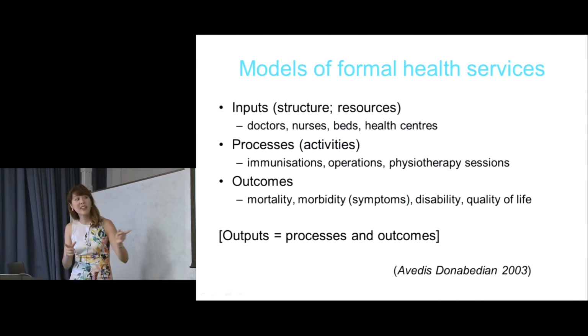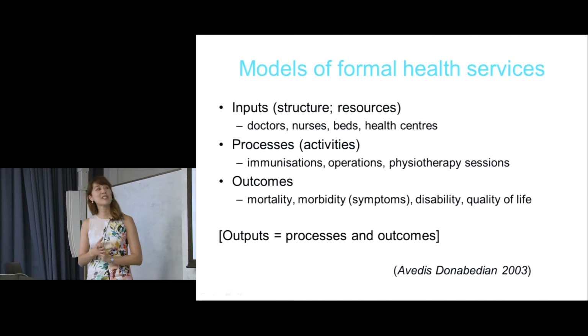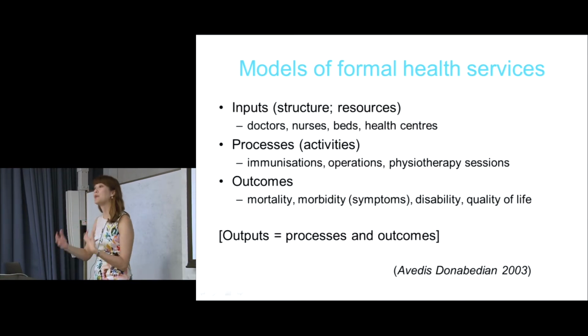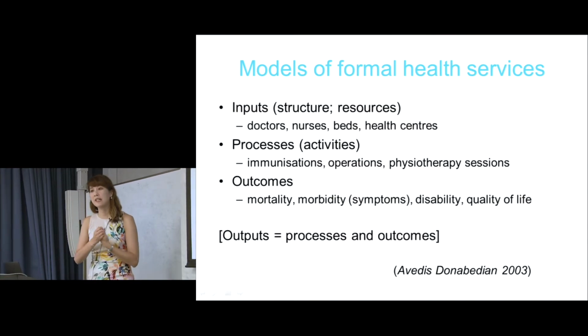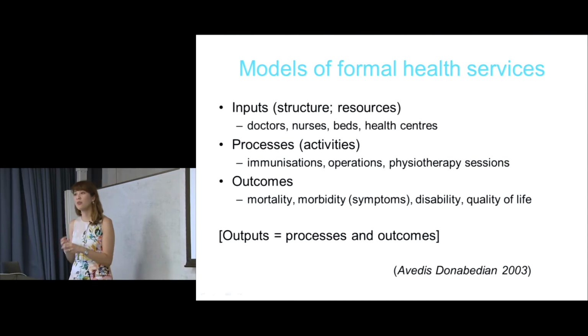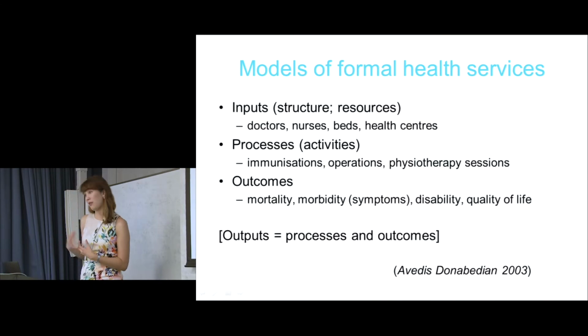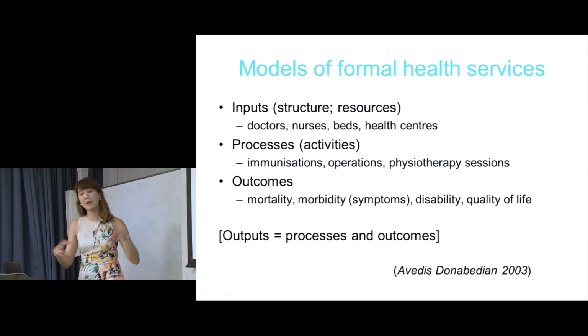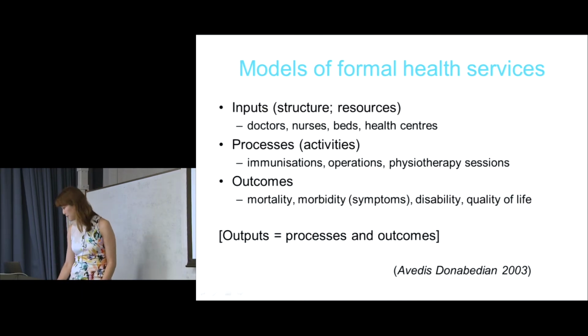Just to point out that a lot of people use outputs. It's a very economics-based term, and outputs are a combination of processes and outcomes, mainly because outcomes are so hard to define. We need to use a kind of parameter to measure how effective things are, and so people lump outputs together, and actually it's usually a combination of processes and outcomes, just to be mindful of that.